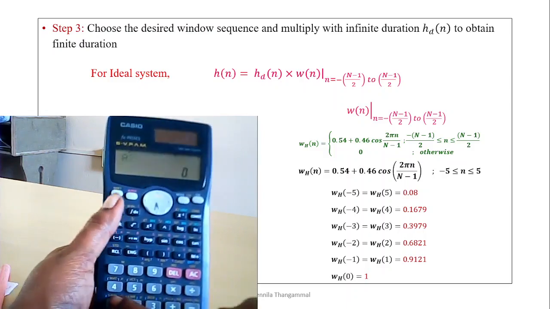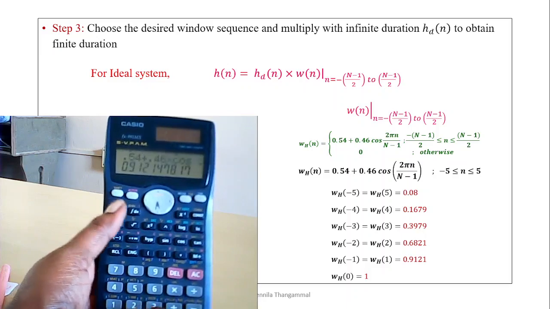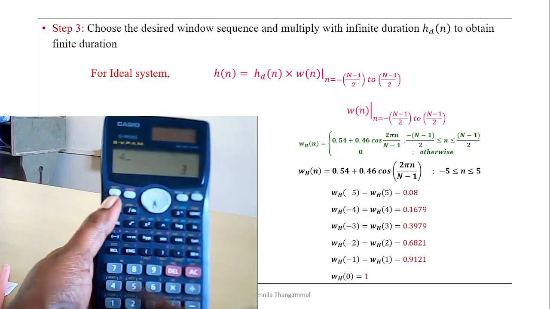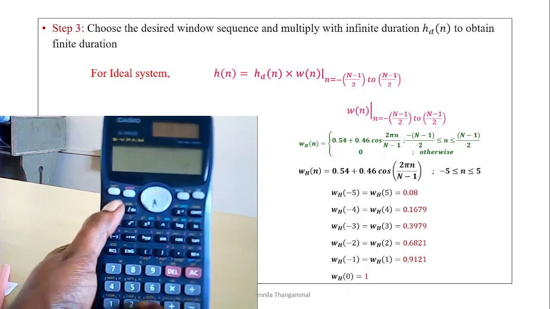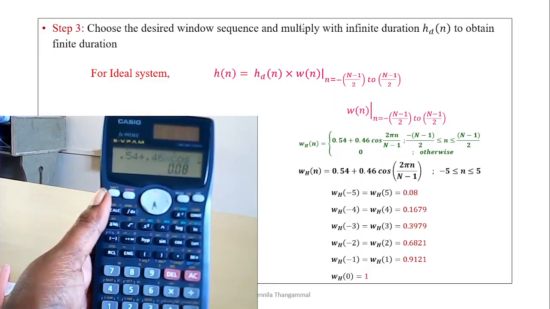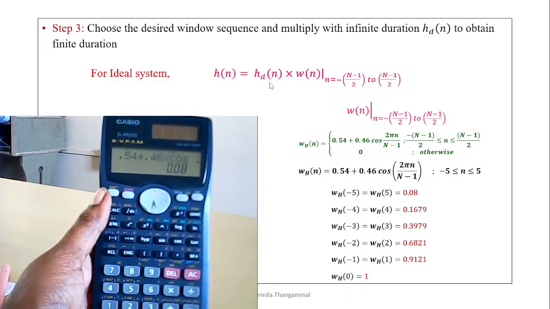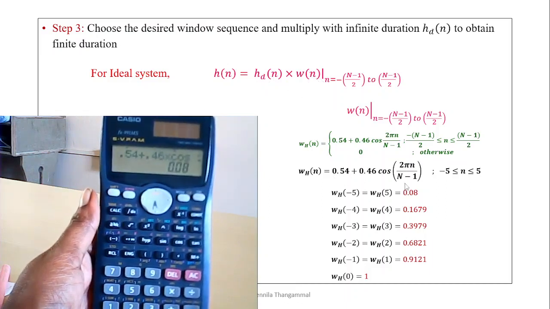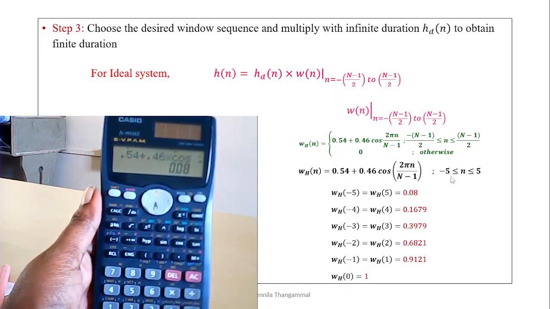Here calculate 1, then calculate 2, calculate 3, calculate 4 and calculate 5. So we got the window sequence values here. We got hd of n as well as w of n. Once we type the formula correctly in the calculator and replace this small n by a, just by changing this n value alone, we will be able to get the entire sequences here.